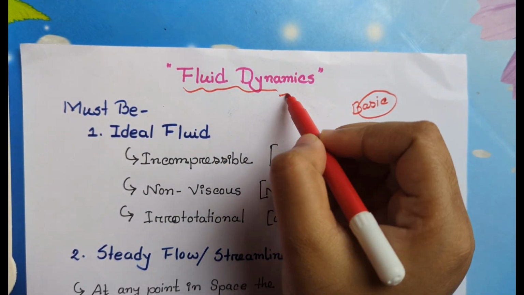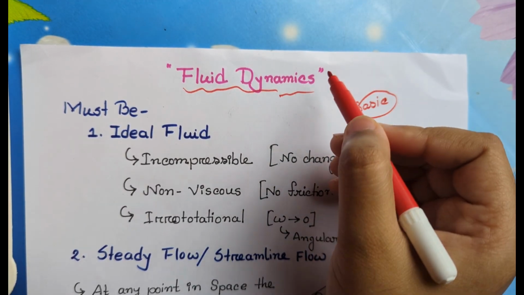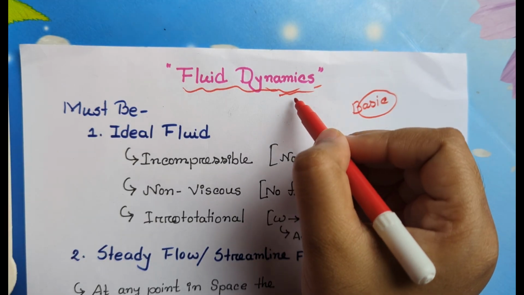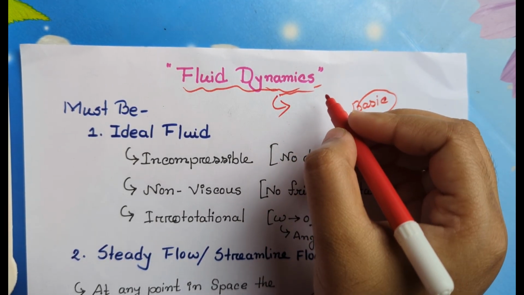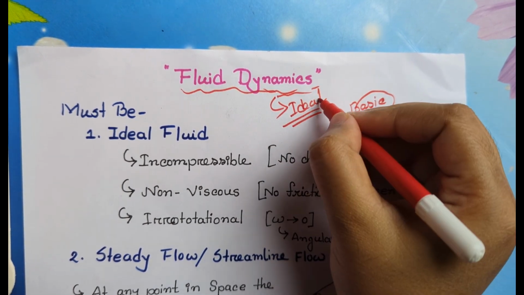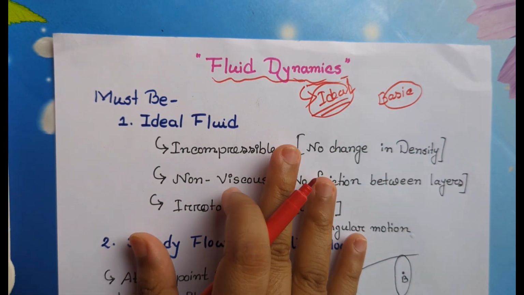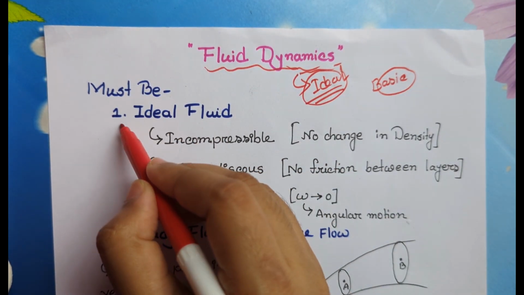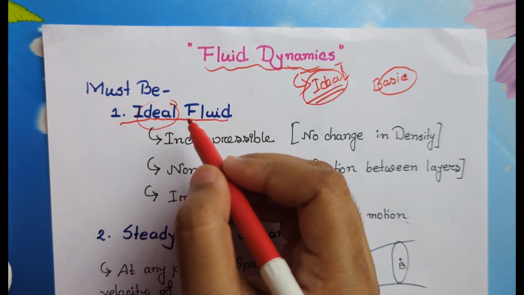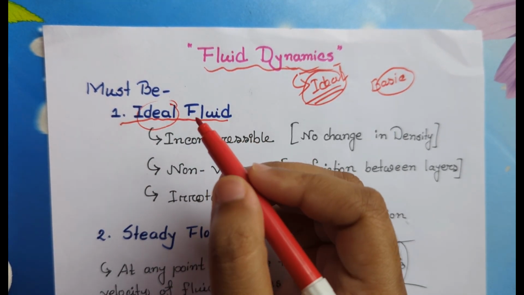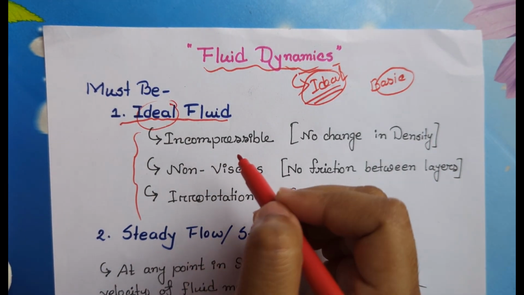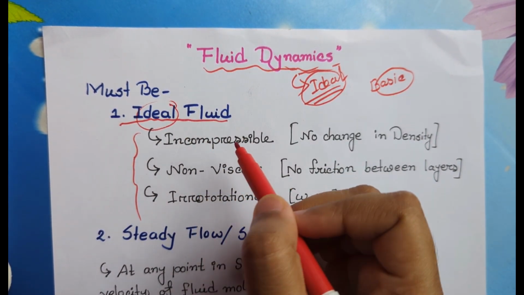Fluid dynamics means the fluid is moving, it's not in a static position. So, in fluid dynamics, the fluid that is considered for our description must be ideal. So the fluid is considered as an ideal fluid. There are some characteristics of this ideal fluid which are different from a normal fluid. The ideal fluid fulfills these requirements, but the normal fluid does not. So let's see the characteristics of this ideal fluid.